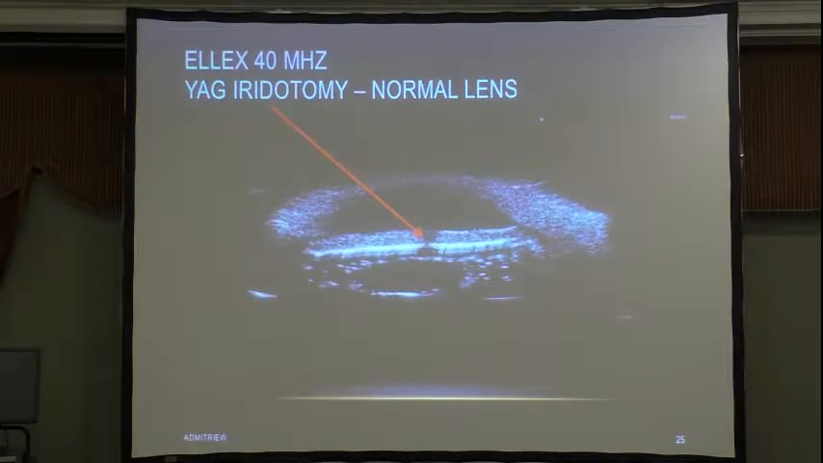But even in such a situation, going transversely with the scan through the periphery of the iris, you can easily find it, and you actually have the peripheral cross-section of the lens and zonules underneath it.